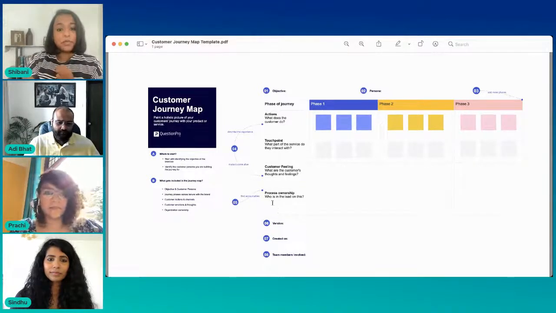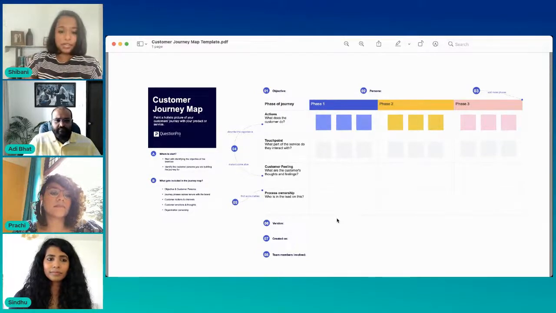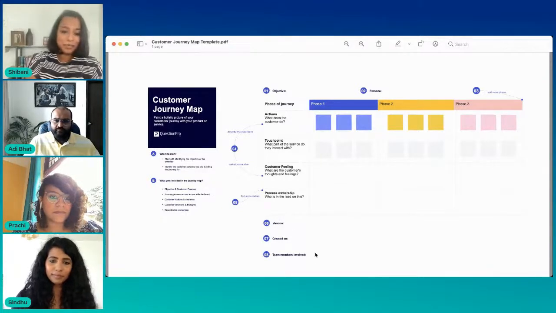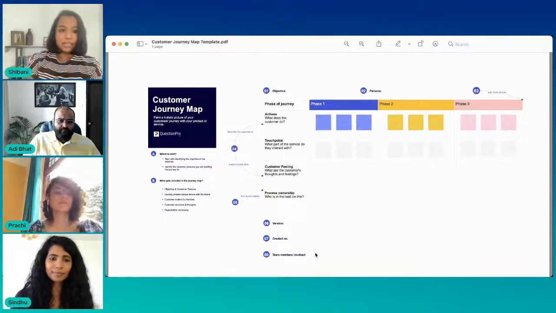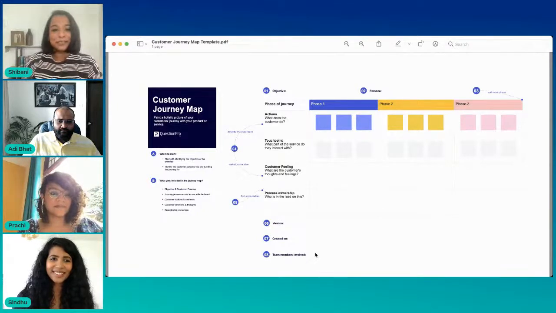And because you have all of these representatives from the different departments within the company, you're going to be able to put in who are going to be the process, the ownership within the company, who's going to take on the feedback that comes from your customers within each of these touch points and actually act upon them. Right. So we've put in here the accountability, right? Your version, when was this created, and who are the team members that were involved as part of building out this journey map. We try to keep it as simple as possible, just to give you that base template, that base structure to build upon.